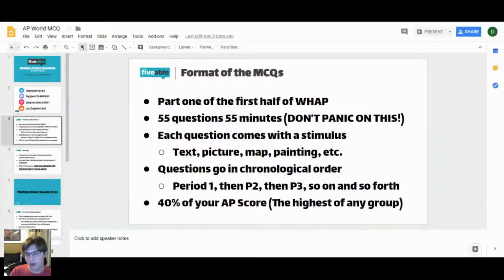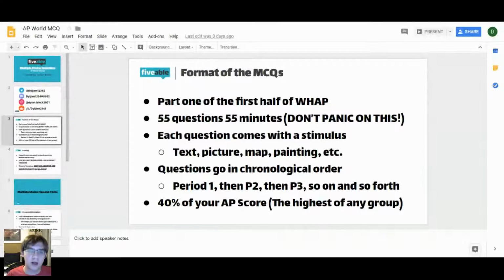The questions will always go in chronological order. So question 1 will be on period 1 and a couple other questions, and then it goes period 2, period 3, and it is 40% of your AP score. So it's technically the most important, though it's all up to your strengths. If you're better at multiple choice questions than you are the DBQ, then you should practice the DBQ more so.